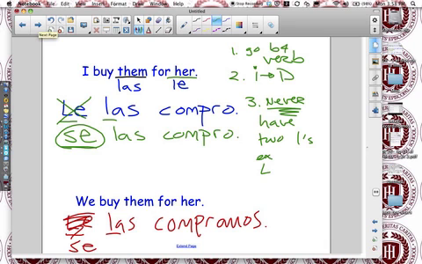Example, le lo, le la, le los, or le las. That will never work. This le will always get scratched out and instead become se.